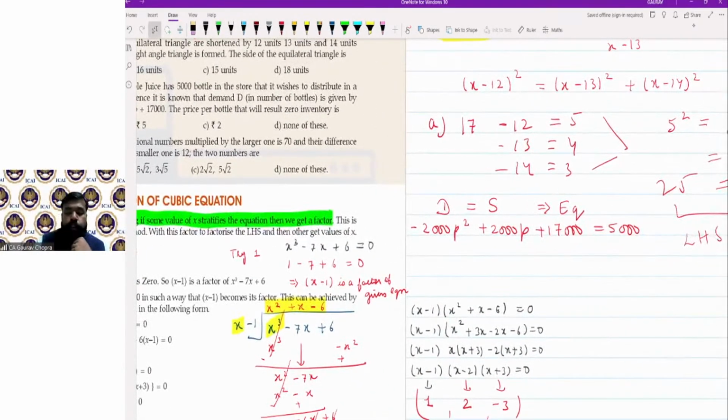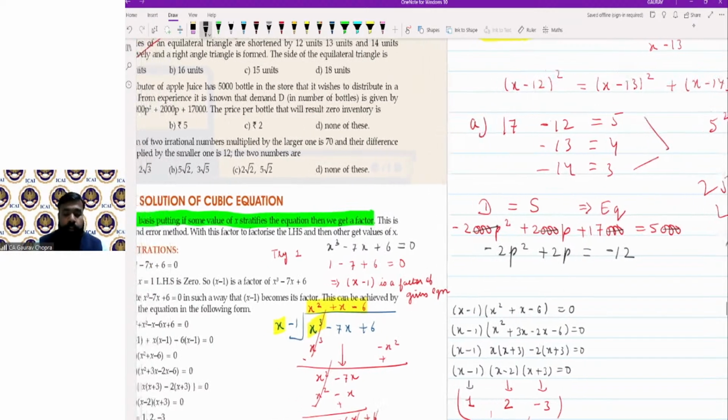So जो भी common आ रहा है, cut them. So all the three zeros can be cancelled from everywhere. So what is left? Minus 2p square plus 2p is equal to minus 12. Now check which one is satisfying the equation.